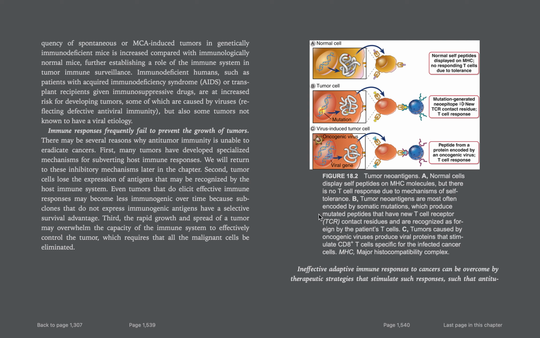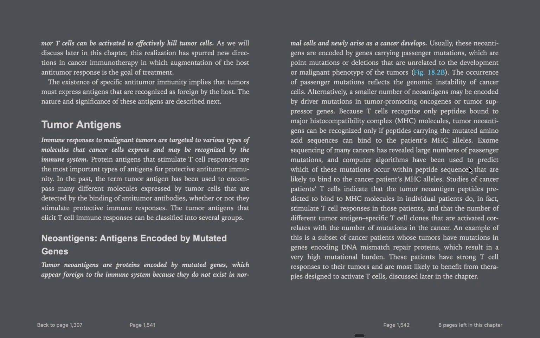So this was the diagram that we read together. Tumor neoantigens. Normal cells display a self-peptide on MHC molecules, but there is no T cell response due to mechanisms of self-tolerance. So normal cell peptides displayed on MHC do not elicit a T cell response due to tolerance. Tumor cells will express mutation-generated neoepitopes, new TCR contact residues, to T lymphocytes. That can happen, or a peptide from a protein encoded by an oncogenic virus can elicit a T cell response.